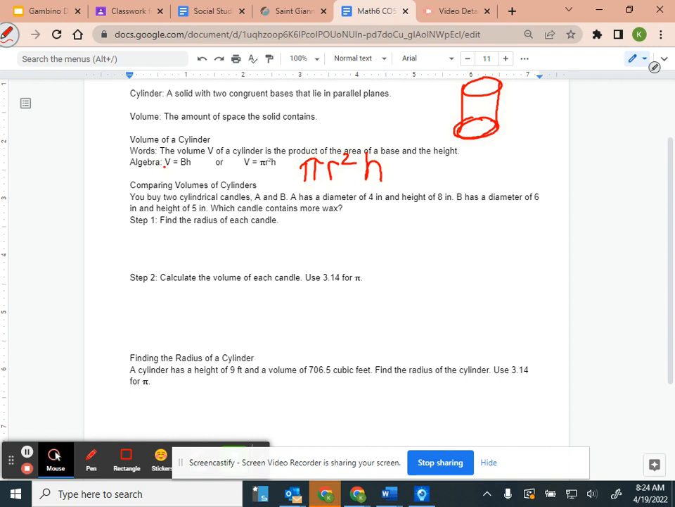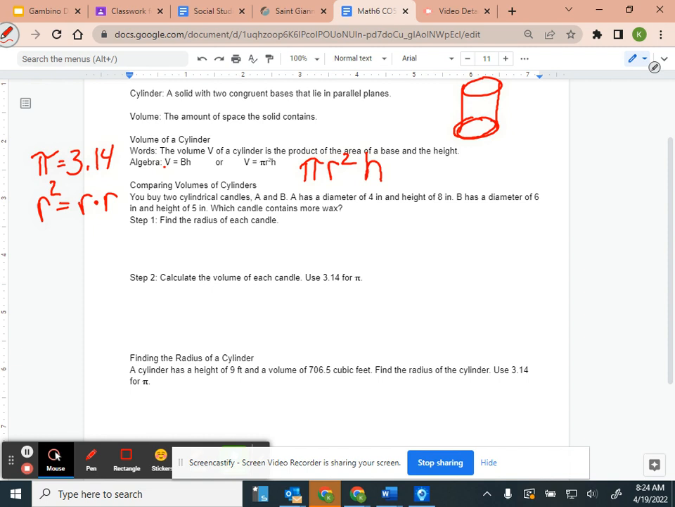What number does pi equal? What number is pi? Tristan? 3.14. What does it mean when we square something? Mia? Times it by itself. So r times r. These are important to remember when we're plugging our numbers into our formula. Pi is 3.14. And when we square, we multiply that number by itself. We don't multiply it by 2, we multiply it by itself.